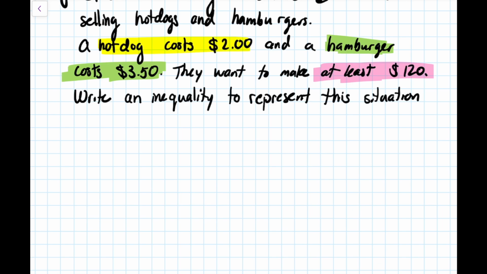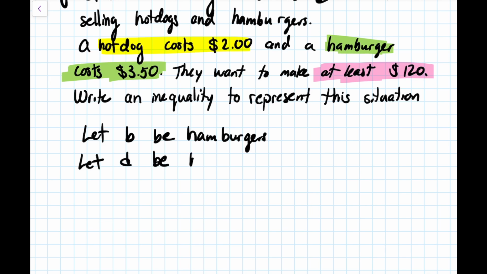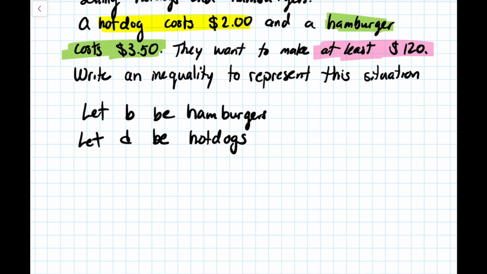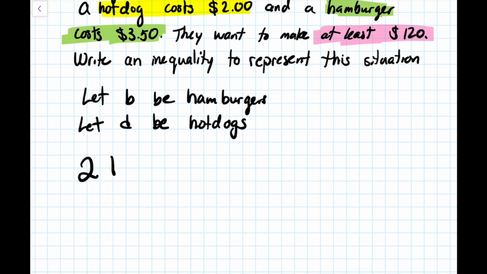Try not to just use x and y. X and y are boring variables. They don't really tell you much. So for me, I'm going to say let b be hamburgers and let d be hot dogs. So those are my variables. And so now if a hot dog costs $2 and we sell a whole bunch of hot dogs, then we're going to be making $2 times the number of hot dogs we sell. We're also going to be making $3 times the number of hamburgers we sell. And so that's how much money we're making.